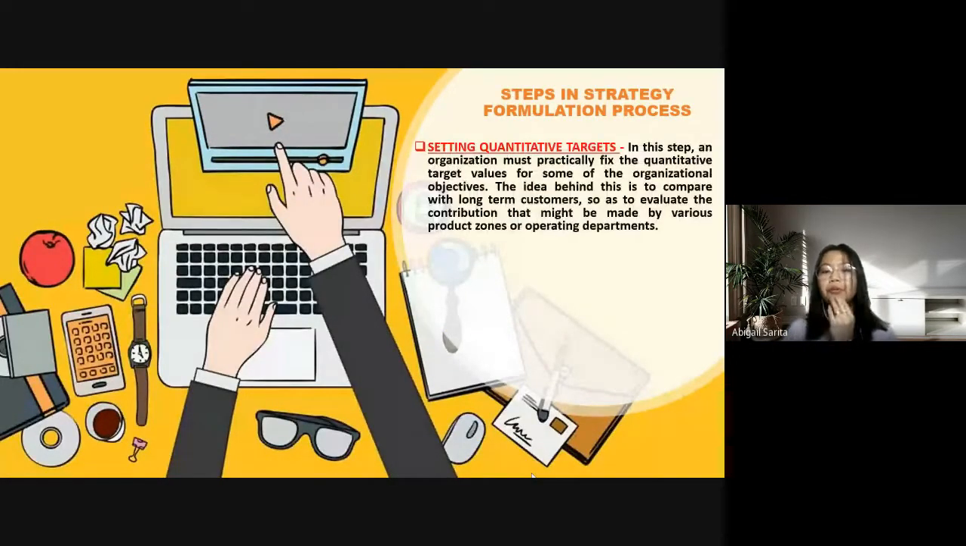Next, continuation class is setting quantitative targets. Tom, can you please read setting quantitative targets?